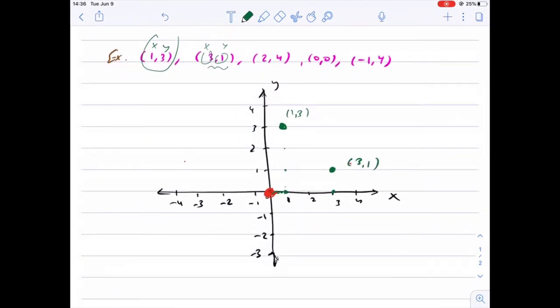Now let's graph (2, 4): 2 on x and 4 on y. That means this point here. (0, 0) is the origin. And negative 1 on x and 4 on y, (negative 1, 4), is this point here.